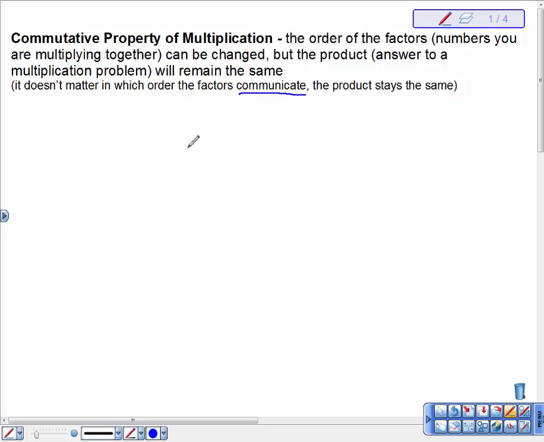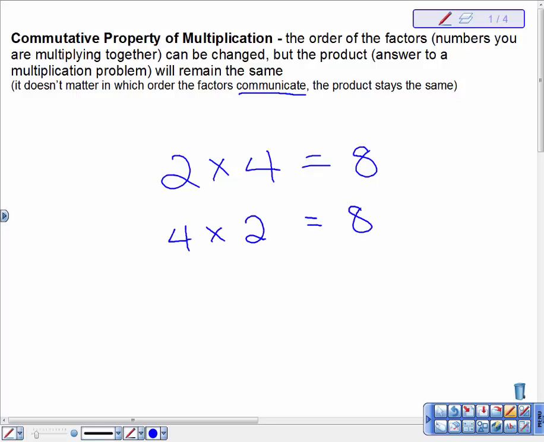For instance, I could do 2 times 4. 2 times 4, we know, equals 8. Well, I could switch my factors around and do 4 times 2, and that still equals 8. So it doesn't make a difference which one comes first. They both have the same answer.